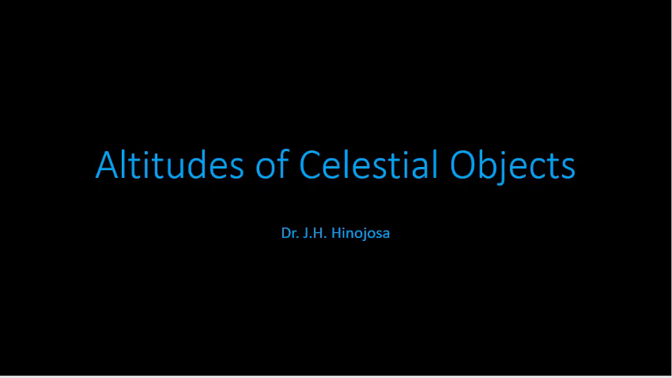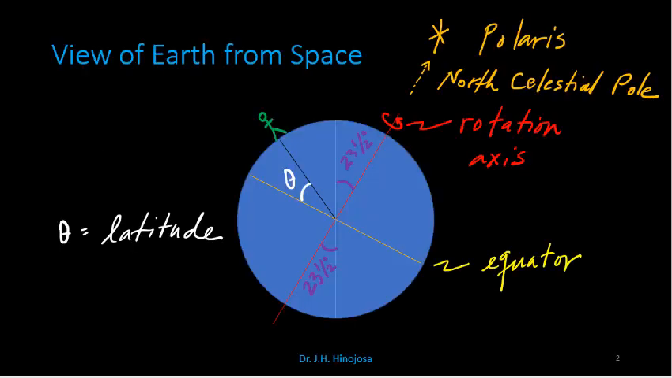Here we are looking at altitudes of celestial objects relative to the horizon. We begin with a view of Earth from space. We see here this circle represents the Earth, and this line here is the axis of rotation of Earth, and if we extend it out toward the celestial sphere, we see that it would intersect the celestial sphere at what's called the North Celestial Pole.